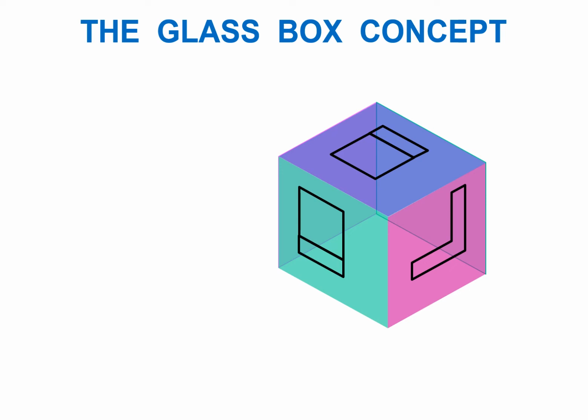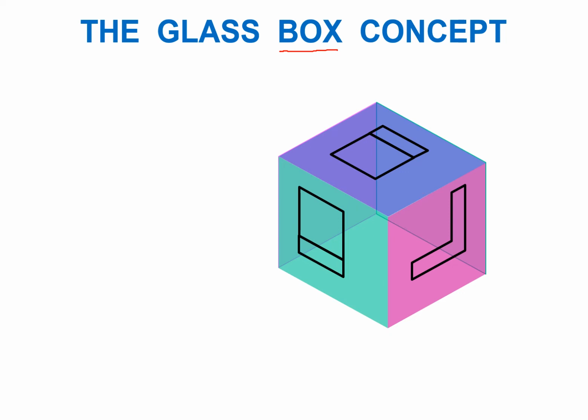Then we have the glass box concept, and in the glass box concept, as you know, a box will have 6 planes. So in the glass box concept, we place our object inside this box, and then we project the views onto the planes. There are 6 planes in this box, and in every box there are 6 sides. As you can see, this is 1, 2, 3, 4, 5, 6. So we will get 6 principal views of a single object.